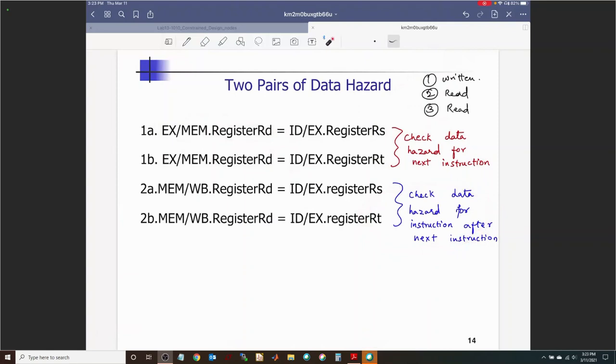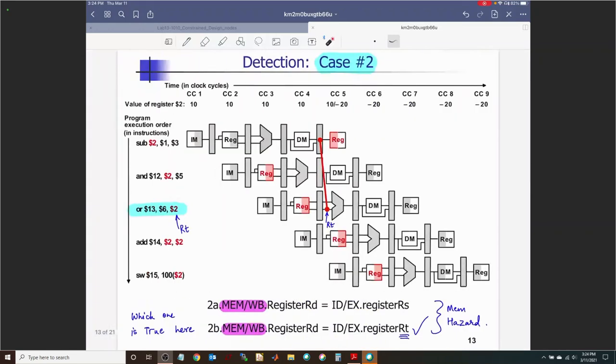Let's see, why are they different? Is it because 1A or B is $2 not yet computed and 2A is $2 not yet saved? No. In all of them, the hazard is there because the register to which you are writing doesn't have the correct value yet, and you are using it before that, right? And you could do that in the next instruction, or you could do that in the instruction that follows that.